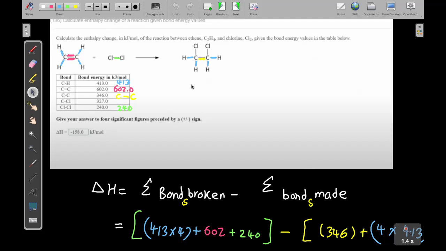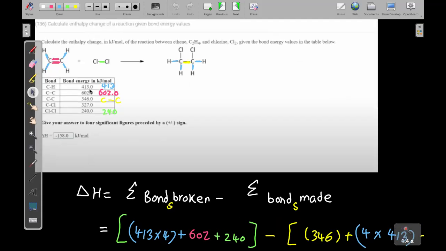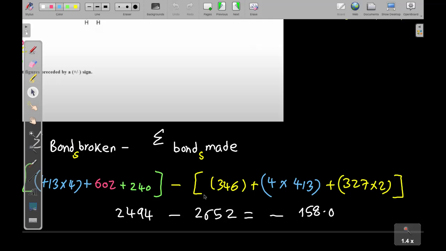And then you look at the product side, the sum of the energy which is released due to the formation of bonds. The bond between the C and C is 346. And between the C and H, this is the same one as here, repeated again 4 times, which is still 413, but C and Cl is different. This one, C and Cl, is 327, and it's only found 2 times, so 327 multiplied 2 times. Add this all, and you will get 2652.